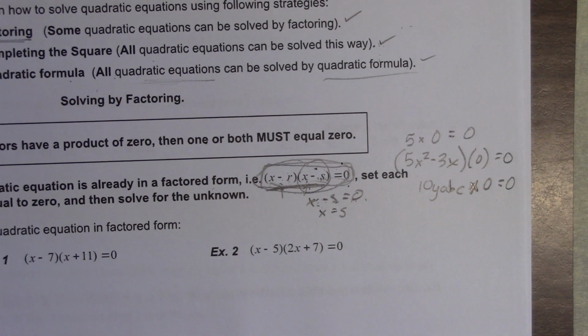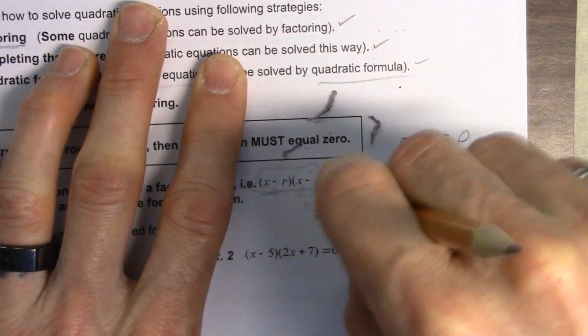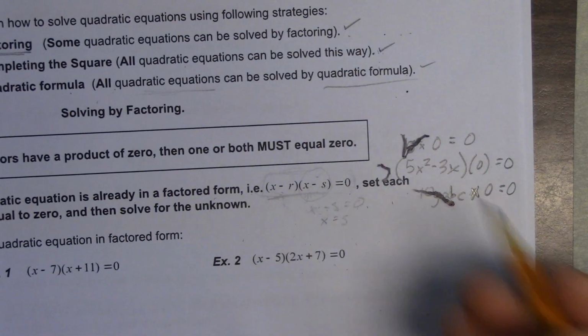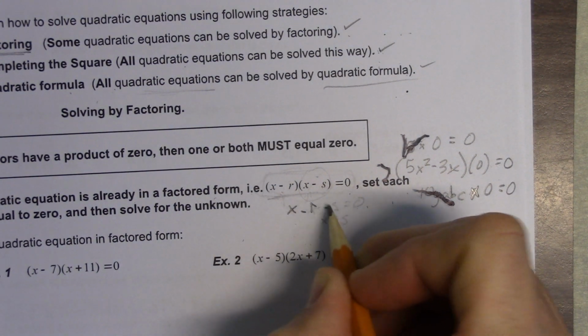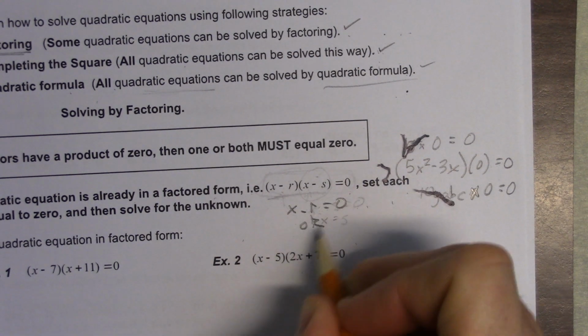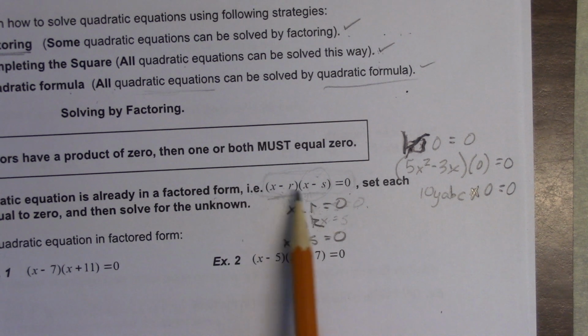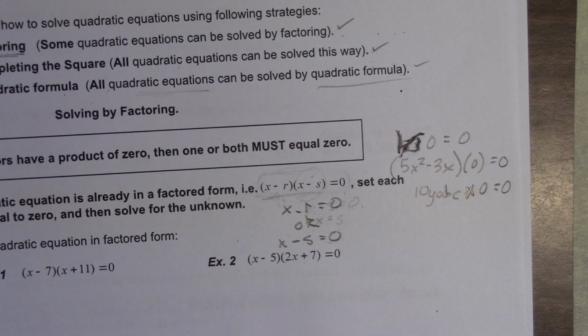Does that make sense? That's the exact reason why we can go from this formula into 2 equations, x minus r equals 0 or x minus s equals 0. Do you understand now why this gets broken up into 2 equations? That if either of them are true, that solution works? You guys understand that?